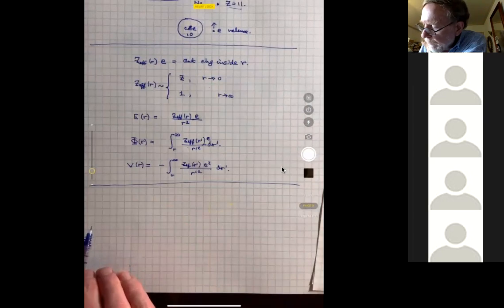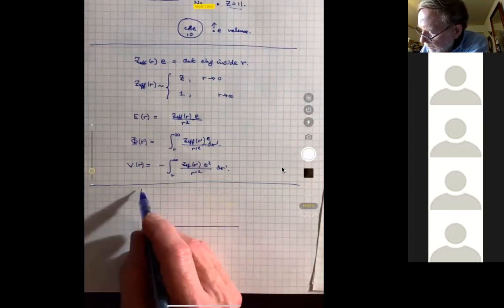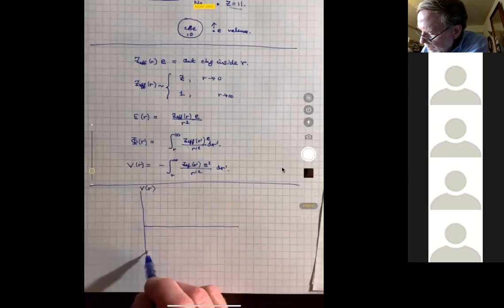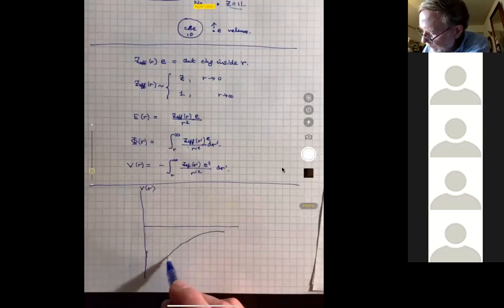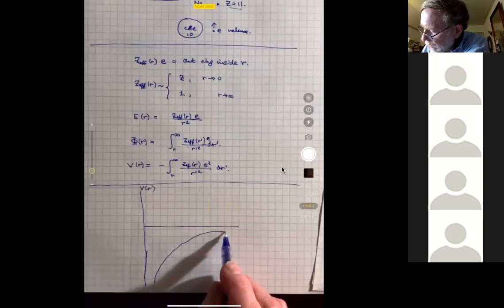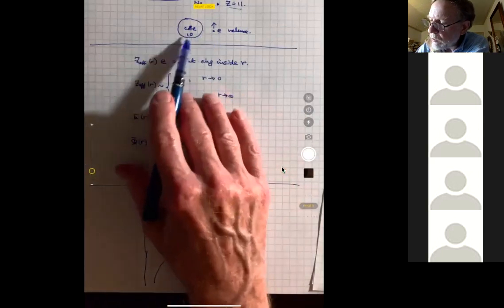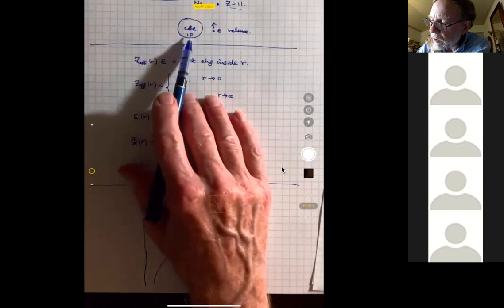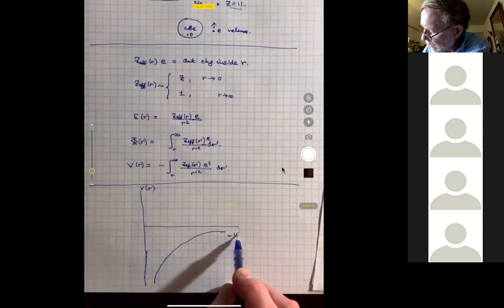Now, the qualitative behavior of this potential V of R is not so dissimilar from what happens in a Coulomb potential. It basically does this kind of a thing. It goes to 0 at large distances like 1 over R, because if you're well outside the core, there's essentially only one charge shining through here. It looks just like the hydrogen potential. So it goes like 1 over R over here.